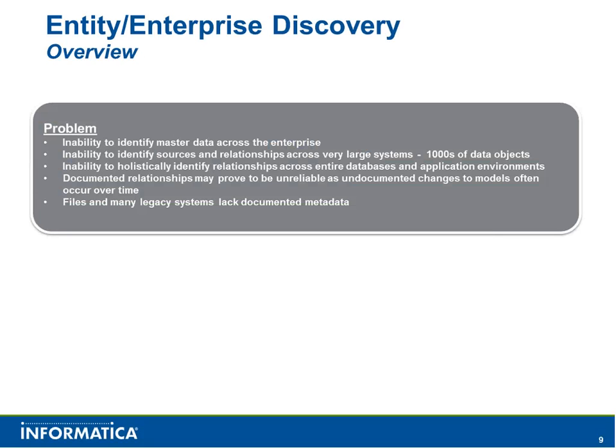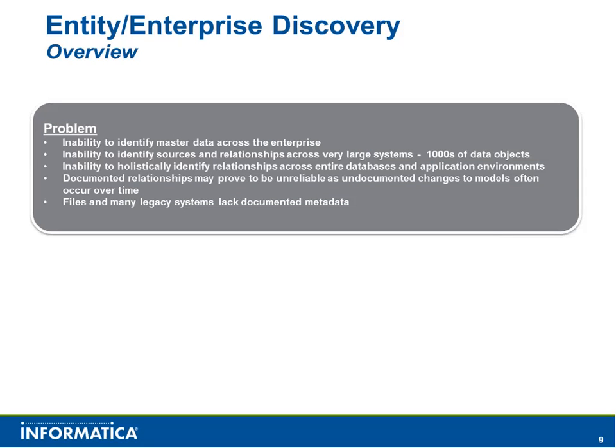Again, we had a gap here. We had an inability to identify master data across the enterprise. We were unable to identify sources and relationships across very large systems, so thousands of data objects. In 9.1 and previous versions of profiling, we could find relationships, but you basically had to go in and set the system to do an overlap discovery or foreign key profiling to check if there was a relationship between some sources that you picked out yourself. You didn't have the option to just ask it to go and find that across large numbers of data objects. There was an inability to holistically identify relationships across entire databases and application environments.